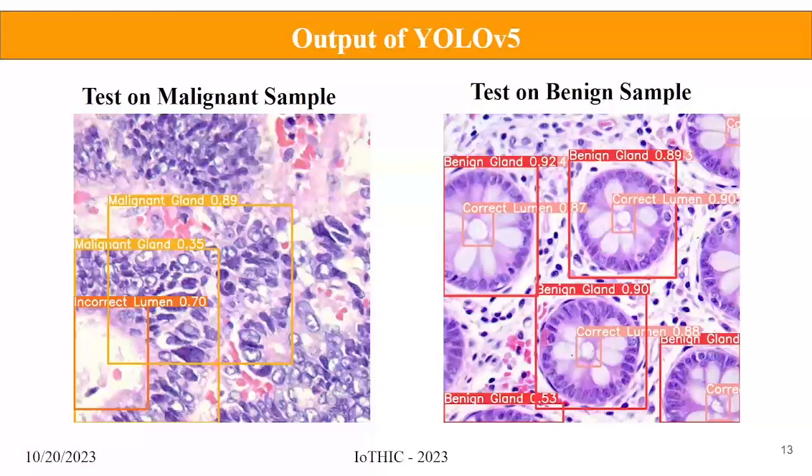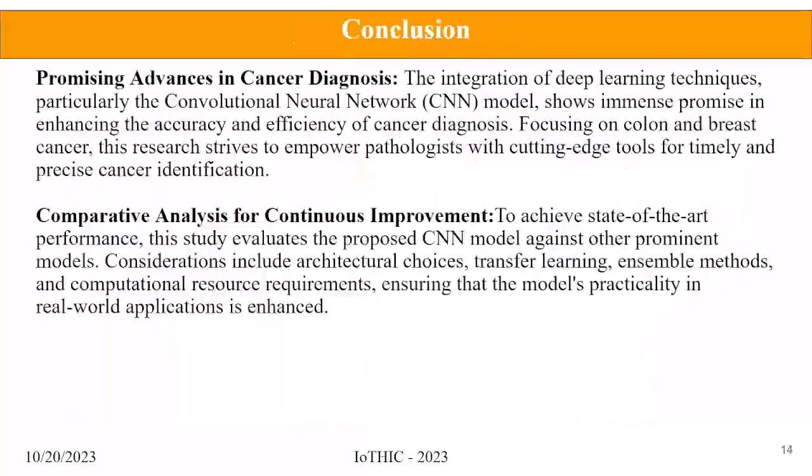So comes the output of the YOLO V5 model. When a whole slide image is split into tiles and fed to the trained YOLO V5 model, our model will be able to detect cells in real time by our annotated model. The left image shows an inference on a malignant sample, where we pass a malignant sample and we detect a malignant gland with an incorrect lumen. On the right side, we have a benign sample, where we pass a benign sample and the model accurately picks up all the benign glands in the image and all the correct lumens of each gland.